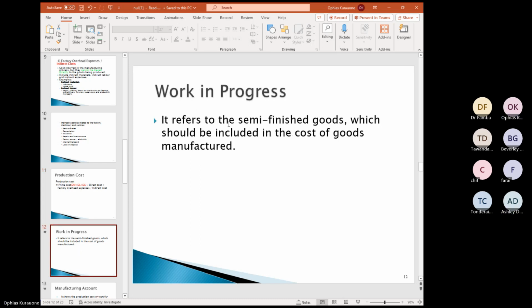Then work in progress. It refers to the same finished goods which should be included in the cost of goods manufactured. At the year end, maybe 31 December 2023, you might have some work remaining, unfinished work. That is work in progress. We should not stop the production, but continue with the production. So we take only the labor incurred by that particular time, plus the raw material. The raw material usually is in full, because it has already been what?